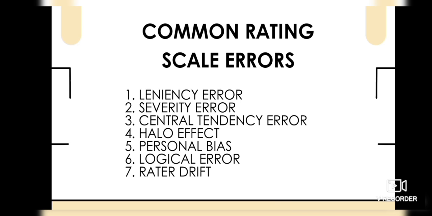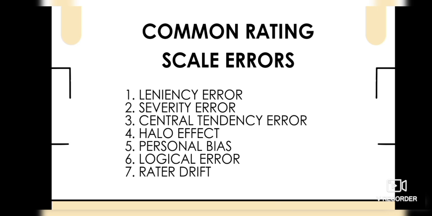While the central tendency error occurs when a teacher hesitates to use extremes and uses only the middle part of the scale. While the halo effect occurs when a teacher lets his or her general impression of the students affect how she or he rates the students on specific dimensions. And the next one is personal bias.